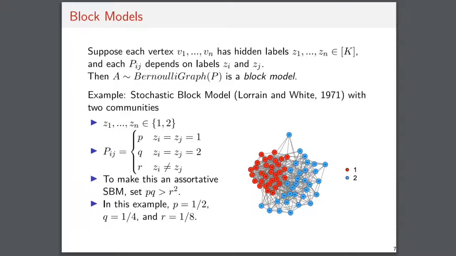In addition, if the nodes have hidden community labels 1, 2, up to K, and each P_ij depends in some way on the hidden labels z_i and z_j, then this model is called a block model. For instance, this two-community stochastic block model defines P such that P_ij is 1/2 if i and j are both in community 1, 1/4 if they are both in community 2, and 1/8 if they are in different communities.